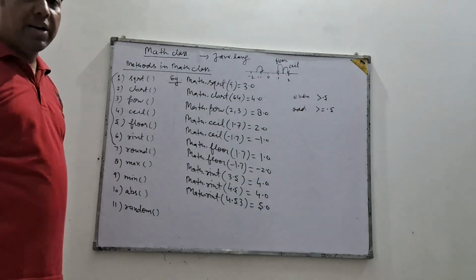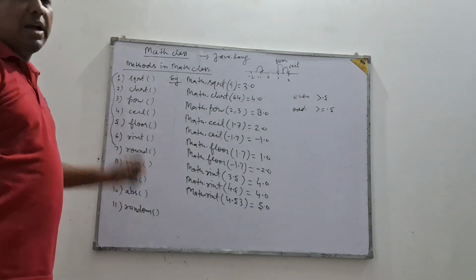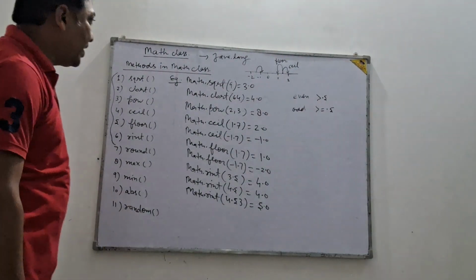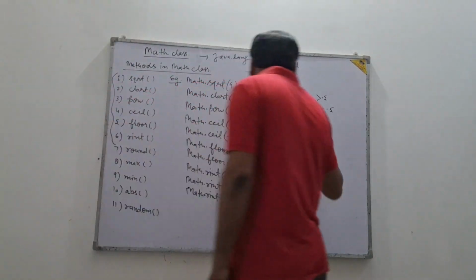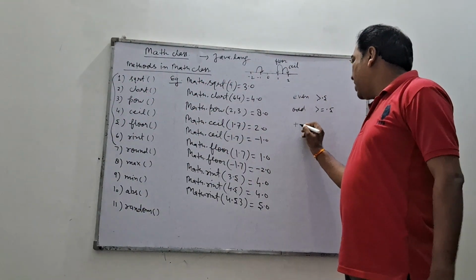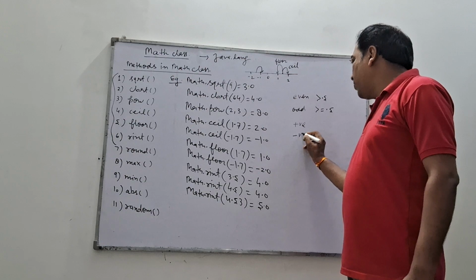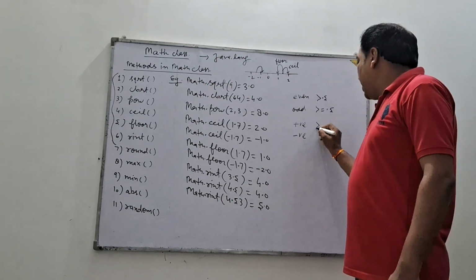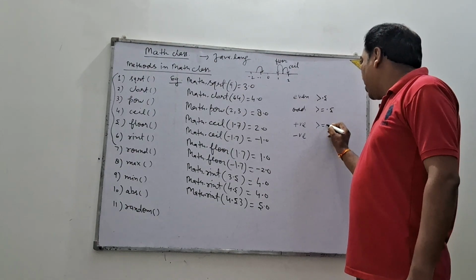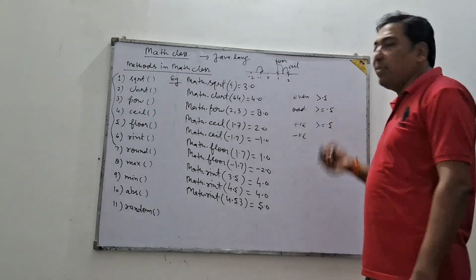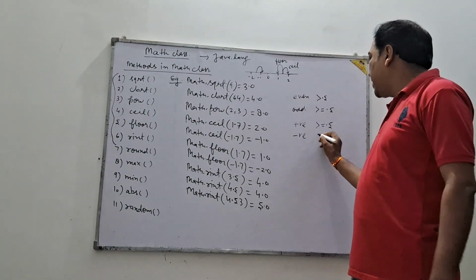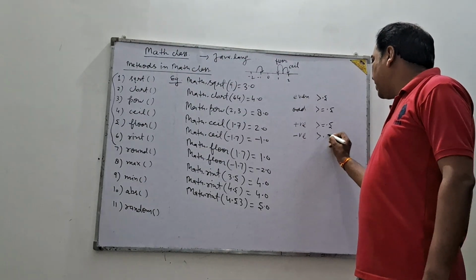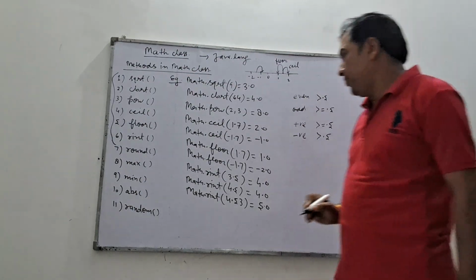Now the next function, round. Here the return type is int. The round function return type is int, and the answer is determined according to the positive or negative value. If the value is positive, then if it is greater than or equal to 0.5, it is converted to the next number. When the number is negative, in that case it should be greater than 0.5.